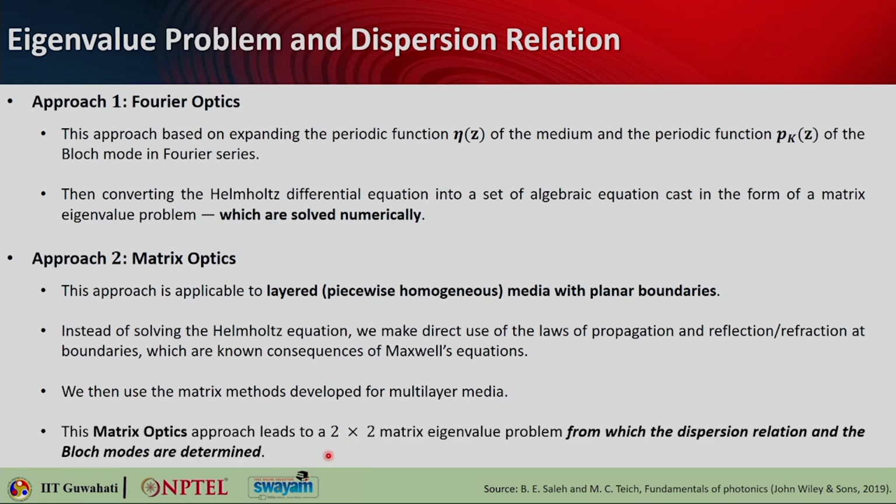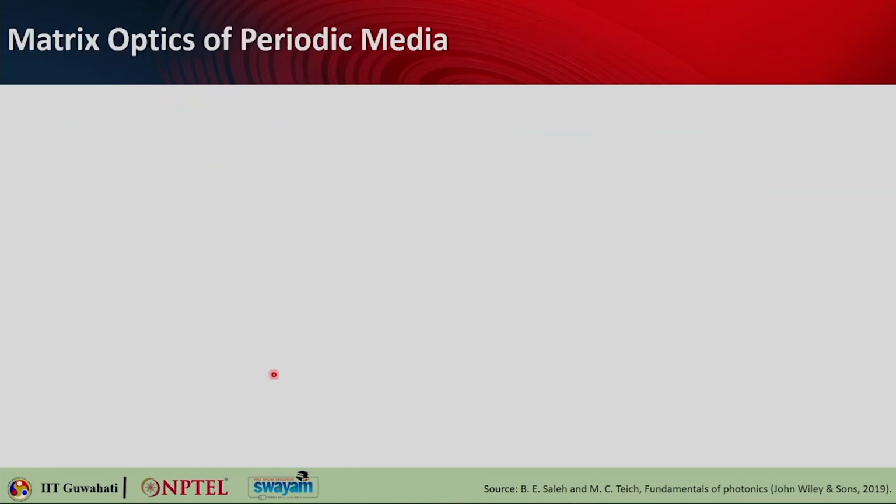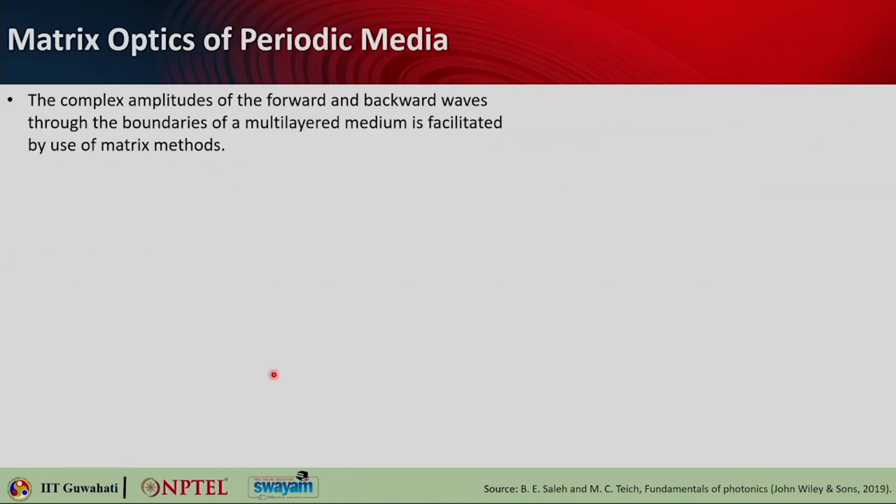When you apply the matrix optics method, finally you will get a 2 by 2 matrix eigenvalue problem from which you can obtain the dispersion relation and the Bloch modes. We will be mainly covering this particular matrix optics approach in this lecture and in this course, of course. So, let us look into the matrix optics approach.